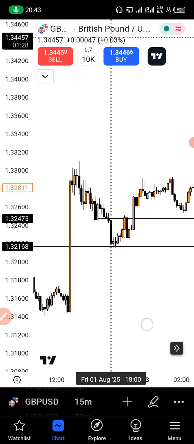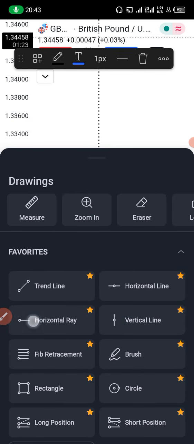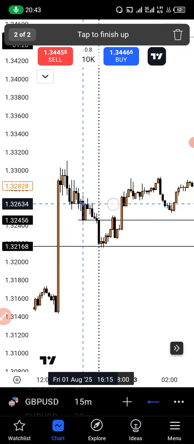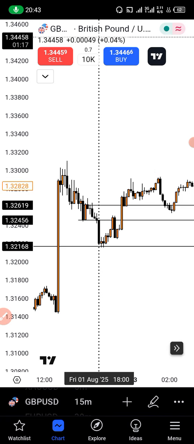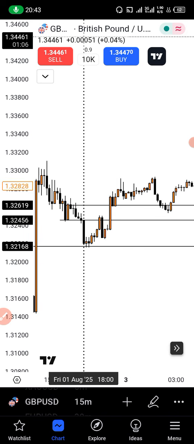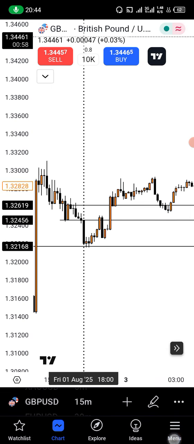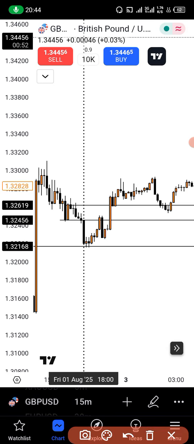Okay, you have this level here as well. What other level do we have? Because at this point in time, this was where the break occurred. That was where the break occurred. So you would actually be expecting a retest. Right off the bat, you might say, I want to enter from here, that retest, and fly up.